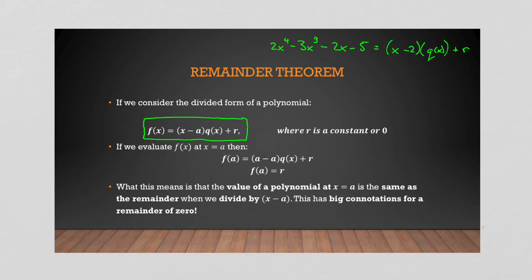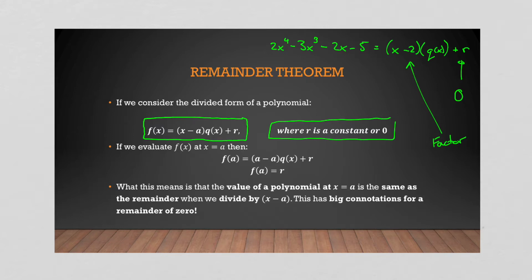Now in this case, your remainder could be 0, right? And that's what it says here. Your r is a constant or it is 0. If you have a remainder, you have a remainder. But if you do not have a remainder, if r is 0, it means that that is a factor. And we saw that when we were working on division.